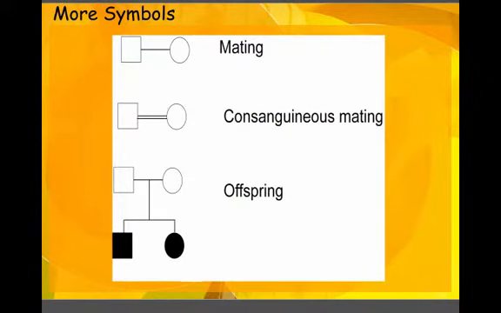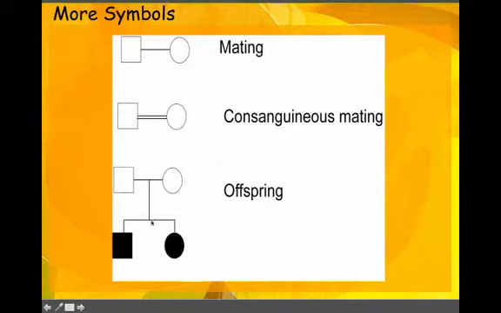Some more symbols. We show a marriage as a line between a circle and a square. If there is something that we call consanguineous mating, in other words, incest in a way, a cousin marries a cousin or an aunt marries a cousin, we show it with a double line. Although this is not super common in the ones that we'll look at, it is there and could show up on the SOL, therefore you should be familiar with it.